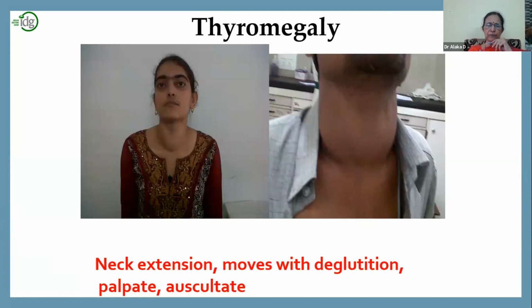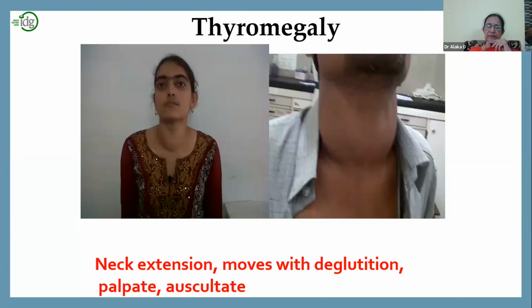Is there no role for percussion? There is a role for percussion. If you can't reach the lower limit of the thyroid, then you suspect that maybe the thyroid is extending retrosternally. And in that case, you will percuss on the manubrium sterni. If you get a dull note there, you can suspect that there is a retrosternal extension.